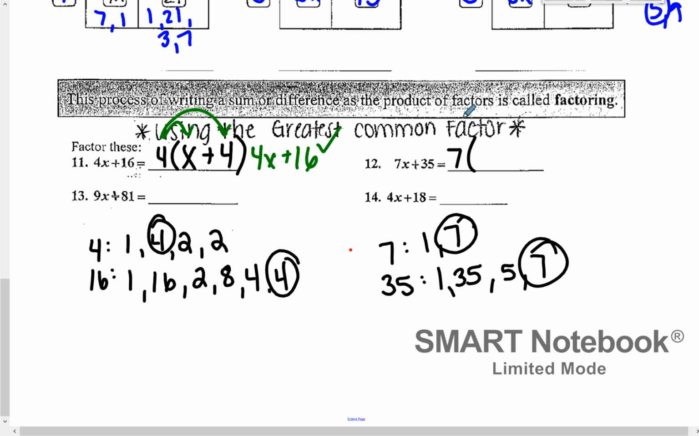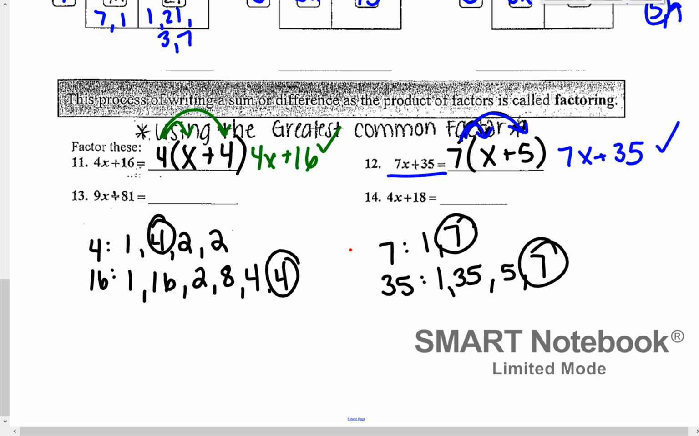7 times what gives us a 7x? That would be x. 7 times what gives us 35? That would be 5. Check that answer. We get 7 times x is 7x. 7 times 5 is 35. That is the same thing as the original, so we are good to go. Try these next two on your own, and then resume the video to check your answers.